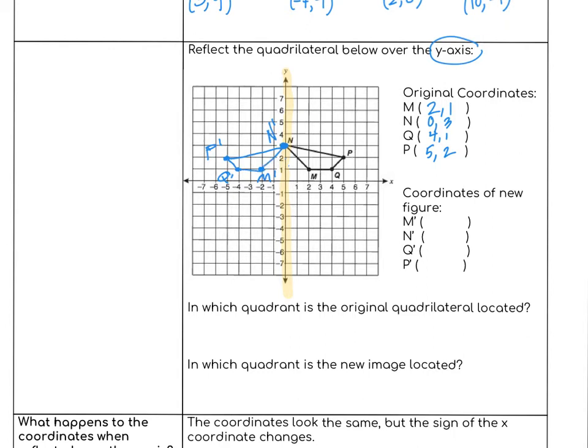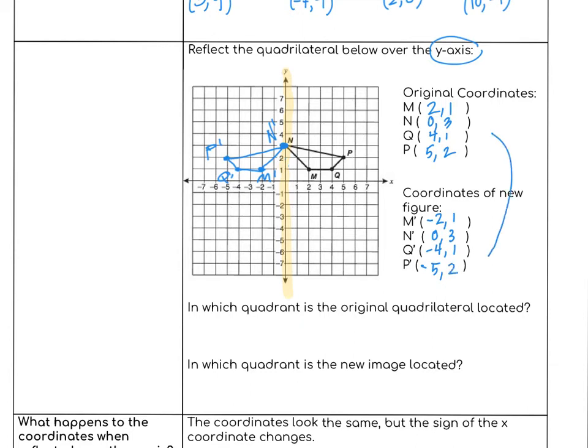Okay, and let's write down our new coordinates. So M prime is at (-2, 1). N is in the same spot, it's at (0, 3). Q prime is at (-4, 1). And then P prime is at (-5, 2).